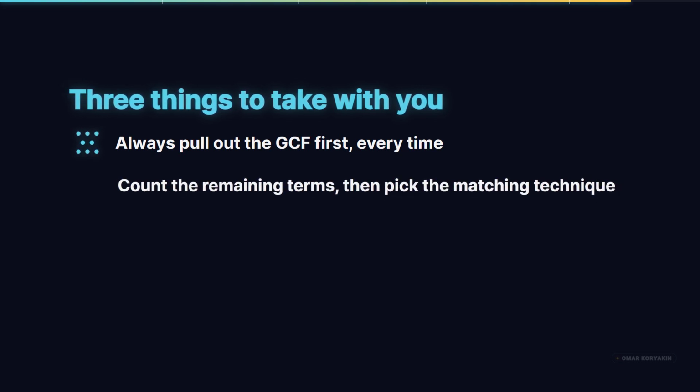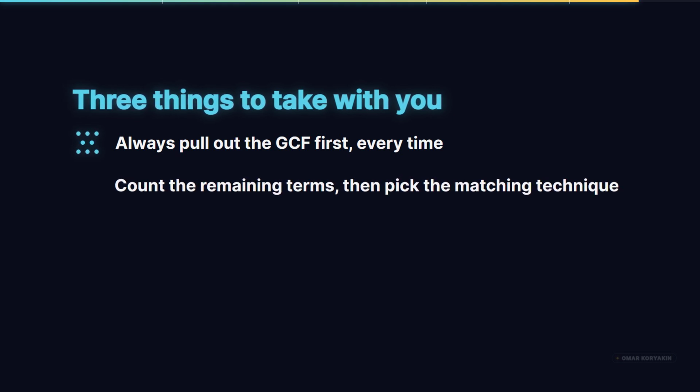Step 2 reads the term count. 2 terms means a difference of squares or a cube pattern. 3 terms means a perfect square or one of the trinomial methods. 4 terms means grouping. The count tells you what to try next without guessing.